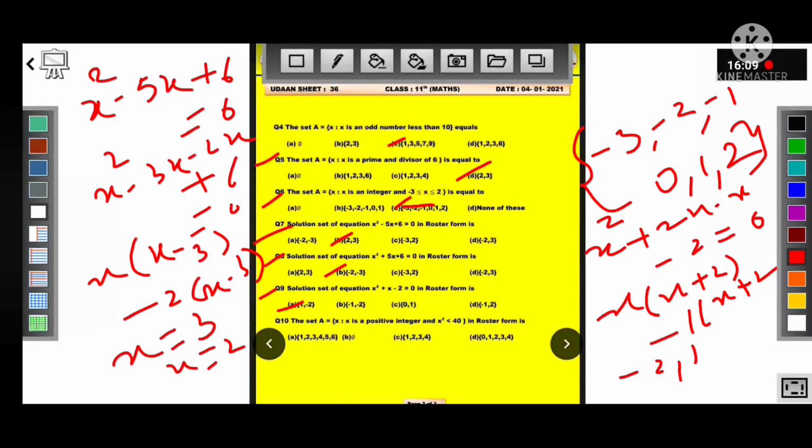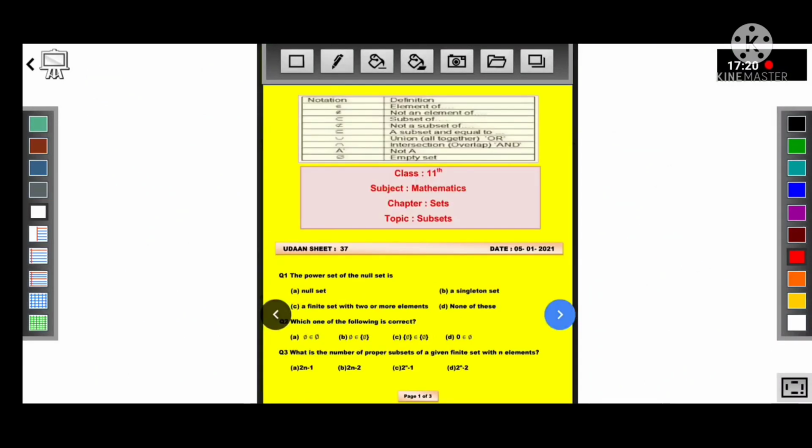Now question number 10. The set A = {x : x is a positive integer and x square is less than 40} in roster form is. Now the square of 6 is 36. So A is the right option.